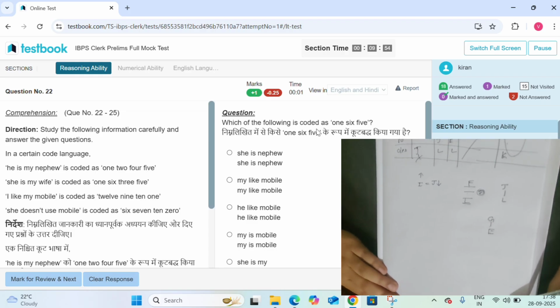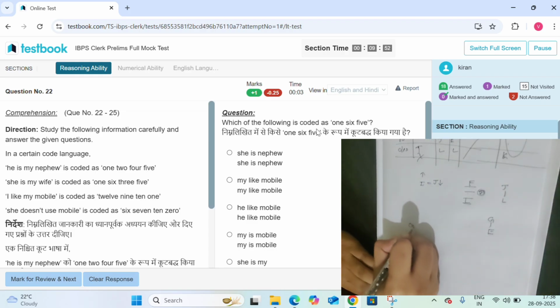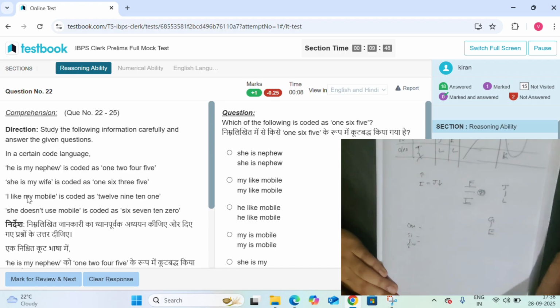Next, the following codes: 1, 6 and 5. Okay. 1, 1. Is there any common word for 1? Yes. He is my nephew and she is my wife. I like my mobile. That means 1 is for my. Other than my, is there any common? No. My is 1. Okay.